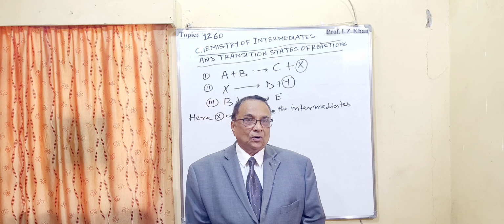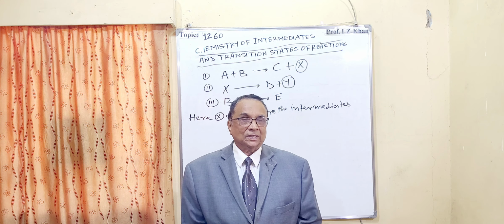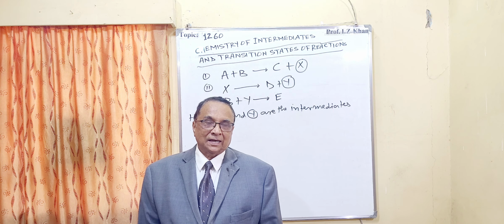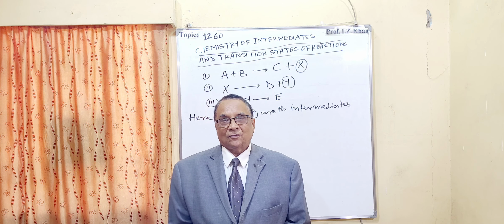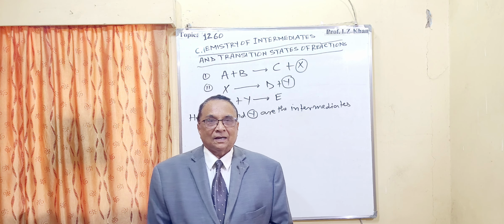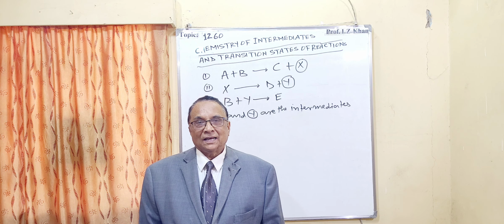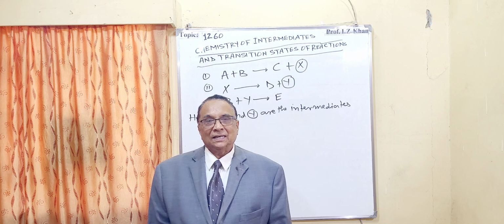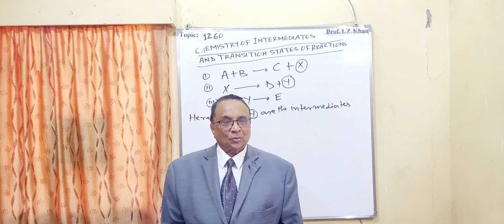Just to remove any confusion among students, intermediates and transition states of reactions are quite different. For example, an intermediate is a species found in the reaction. It has mass, it can be isolated, it can be purified. It is part of the reaction product.